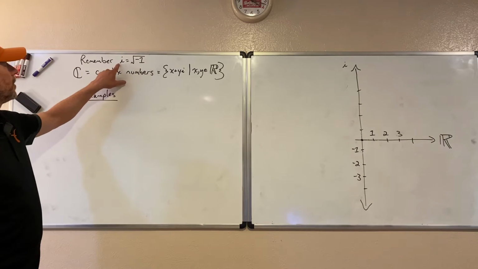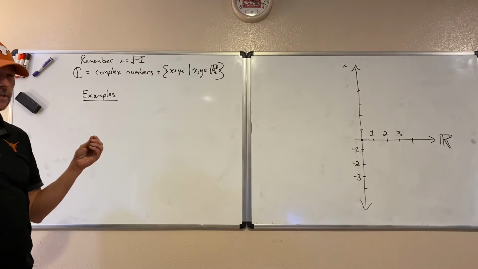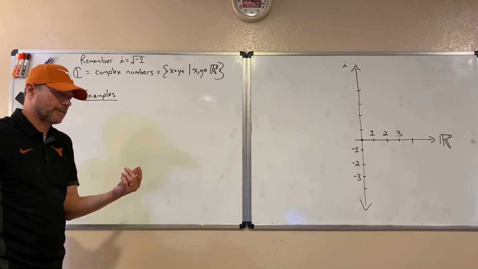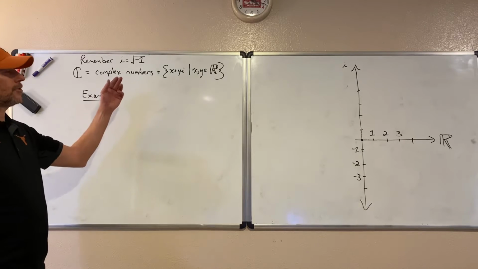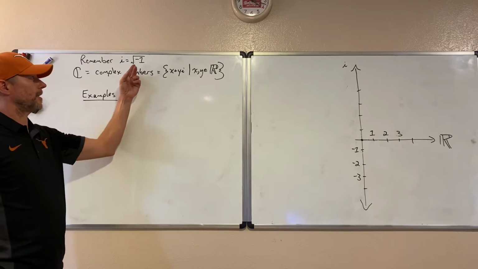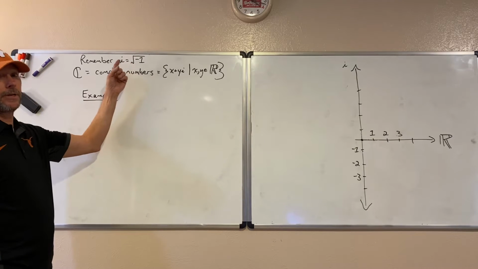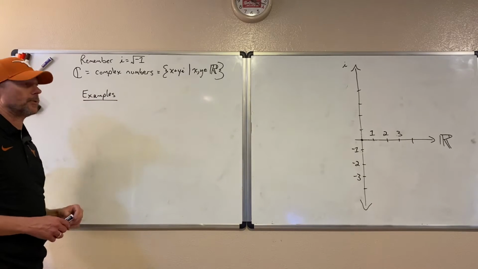So, let's start by remembering the definition of i. Remember, there's no real number that times itself will give us a -1, because two negatives multiplied together are positive. Two positives multiplied together are positive. So two numbers that are the same number multiplied together cannot give us a -1. So in mathematics, we define the square root of -1 as i. And we've talked about that before in basic algebra.